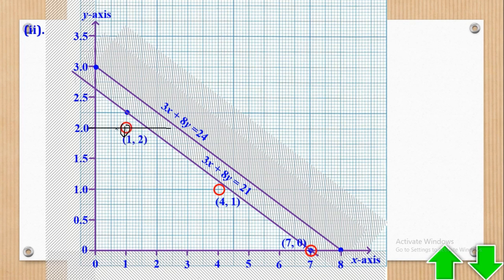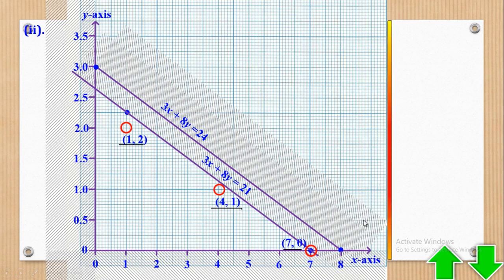So you'll take (1, 2). Then when you go to 3, 3 is already outside, within the unwanted region. So we have 3 points. There is (2, 1), (4, 1), and (7, 0). So those are the points we are going to use to get the maximum profit.